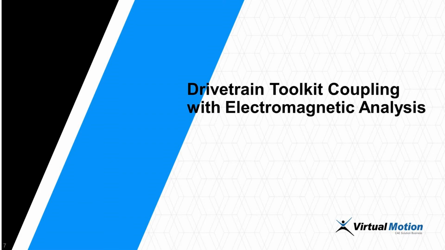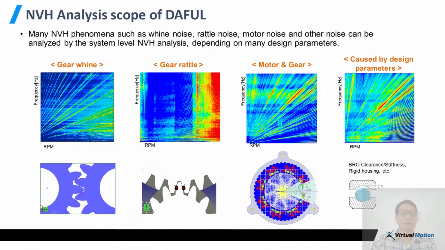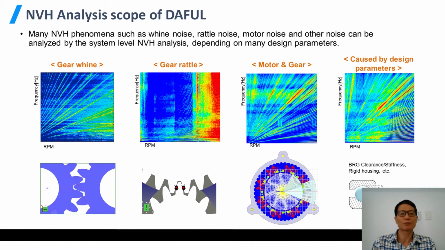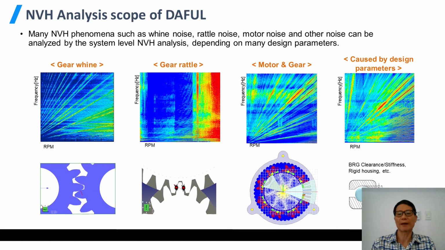Now, I'd like to talk about DriveTrain Toolkit coupling with electromagnetic analysis. Tuple has been successfully used to predict gear whine noise and rattle noise, and a waterfall graph can be created by FFT analysis of the time domain result obtained from Tuple. Here is an example of a waterfall graph obtained for gear whine noise, and this vertical line represents the gear mesh noise in the frequency domain.